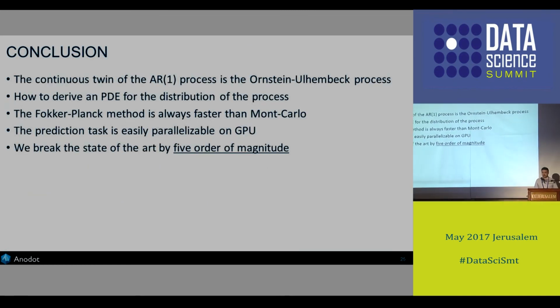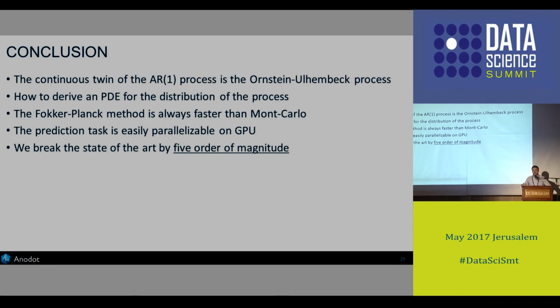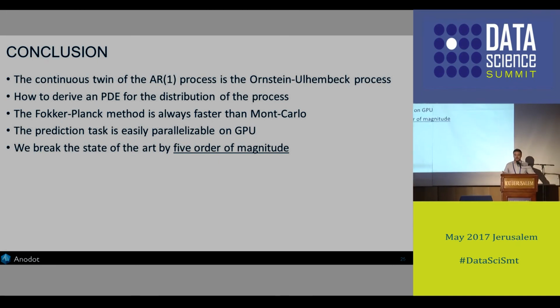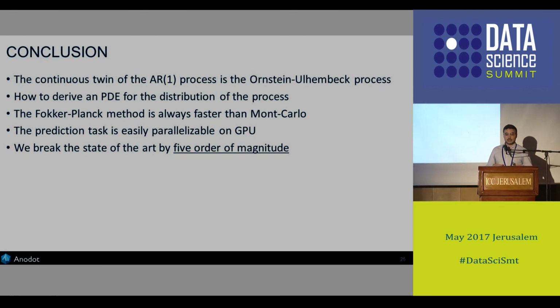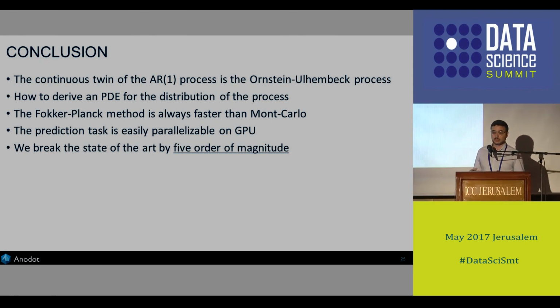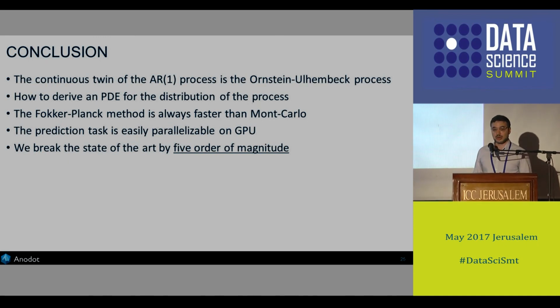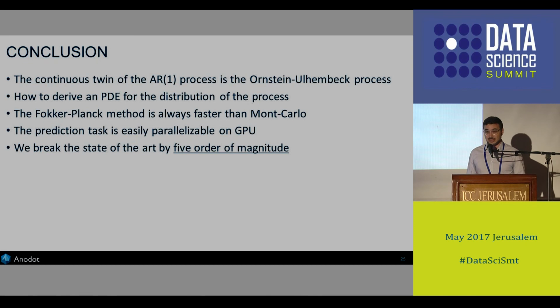So just in conclusion, I presented the continuous twin of a very well-known model, which is the autoregressive model, and I explained two different methodologies of computing prediction and how to do this. As we see, the Fokker-Planck way is far better, and according to our numerical results, it is 5 orders of magnitude better. So it's a huge improvement. This is how we do real-time prediction. Of course, with several seconds, it can be real-time prediction.